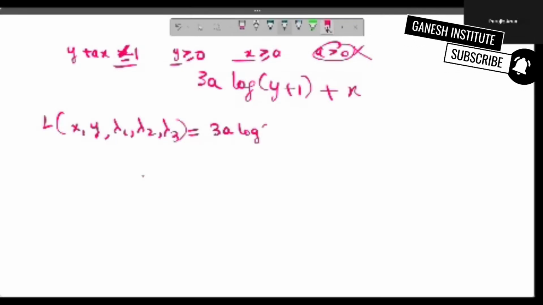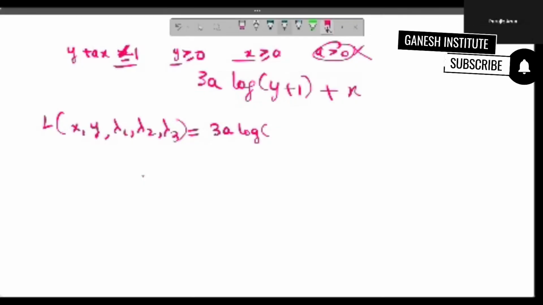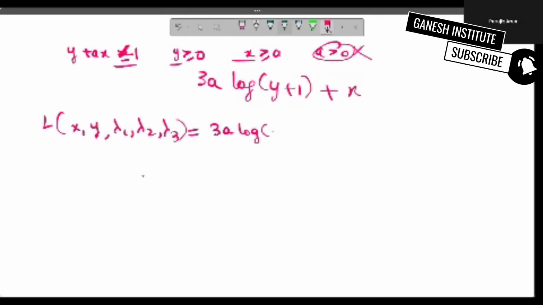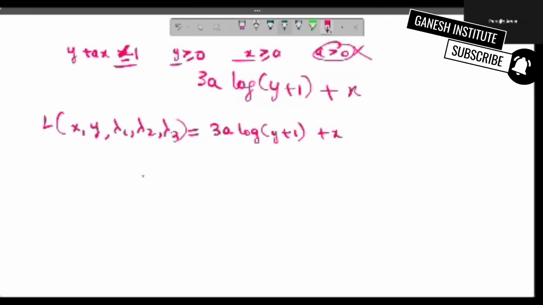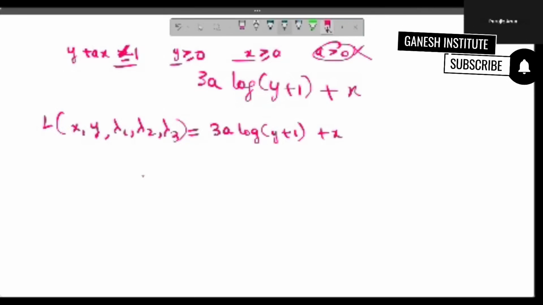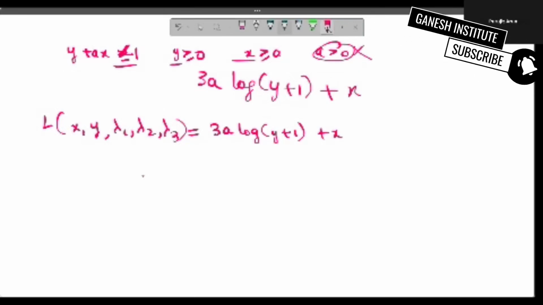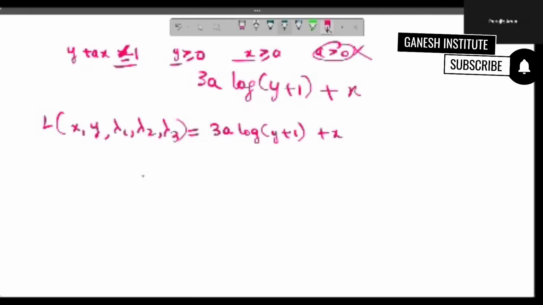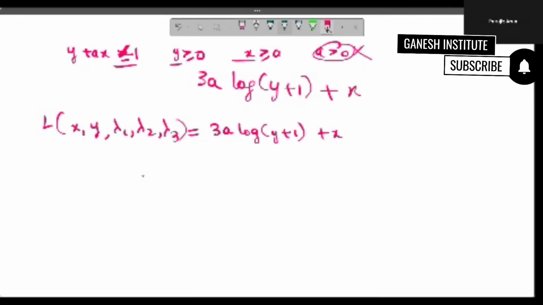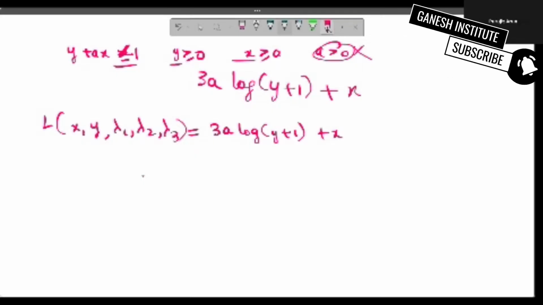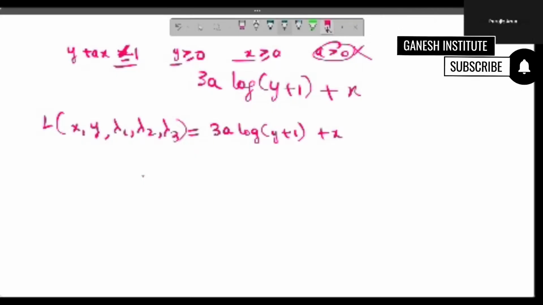So I'll write the function. First of all, it is the same as we used to do in Lagrange. Log(y plus 1). Ma'am, I'll note it down. Just 1 second, ma'am, simultaneously. Okay, let me ask you to do it. So just write your function first.